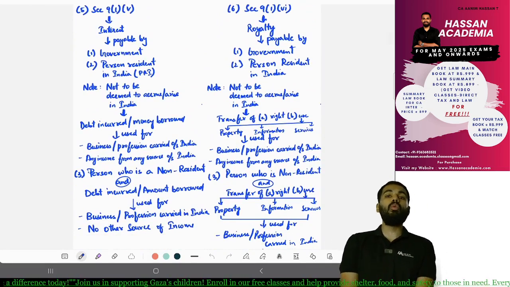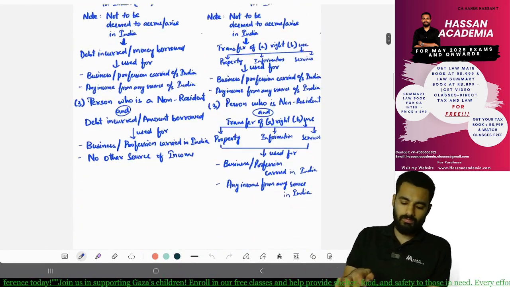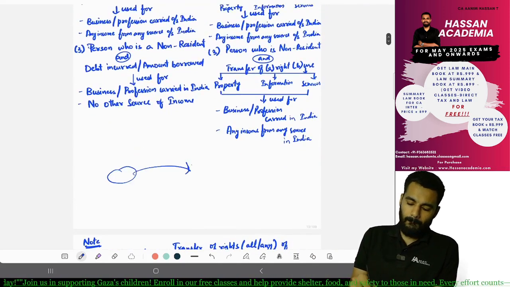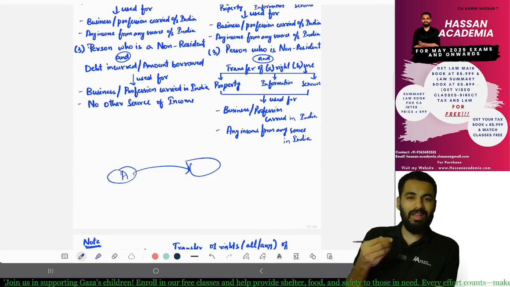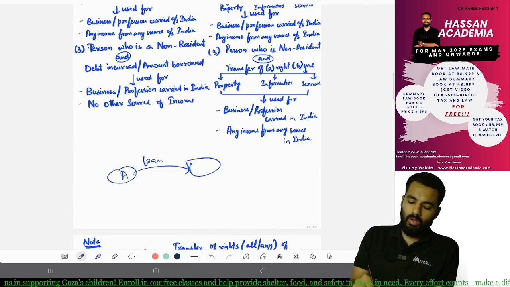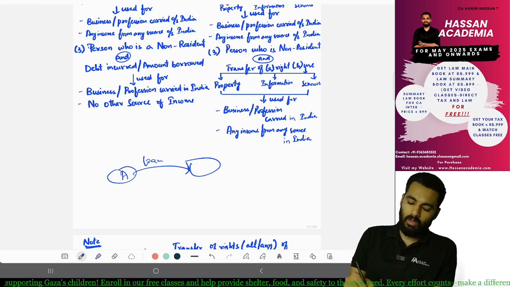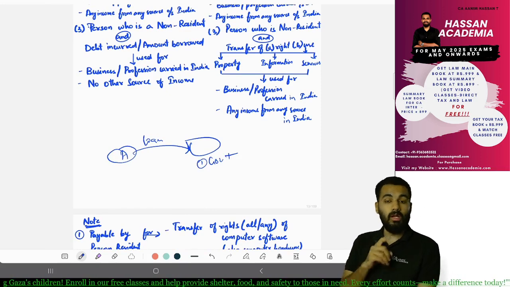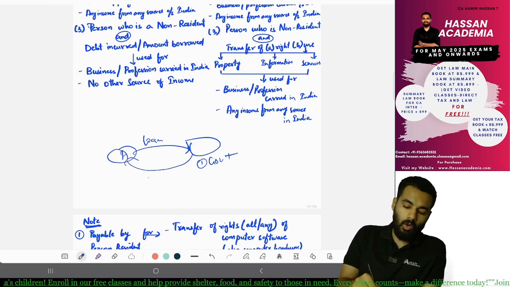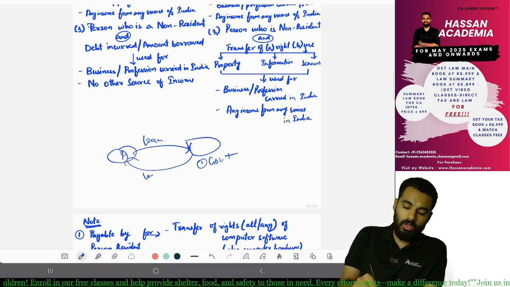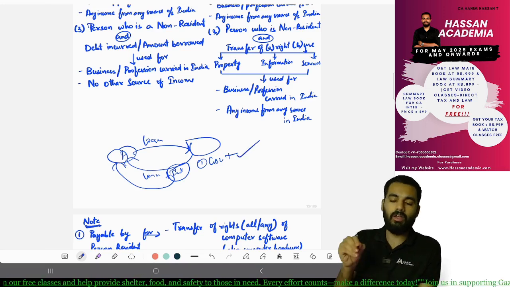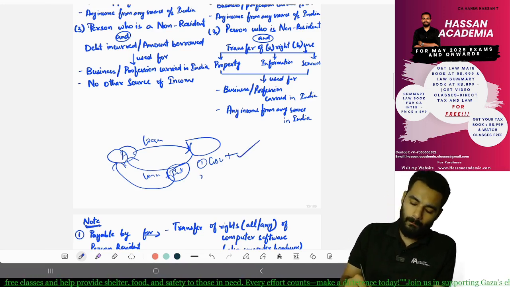One, interest. If anybody has borrowed a loan, a person, let's say somebody has given a loan. First, let's say government, they have given a loan to the government, and the government is paying back the loan, and also paying back the interest. Now, whether this particular interest will accrue or arise in India? Yes, if it is a government, it will accrue or arise in India too.